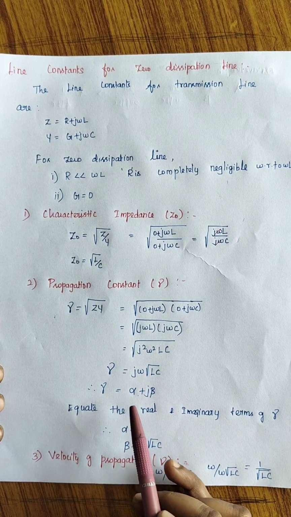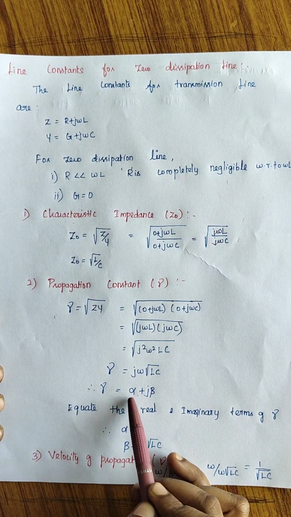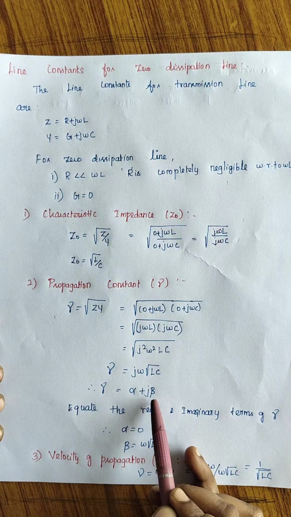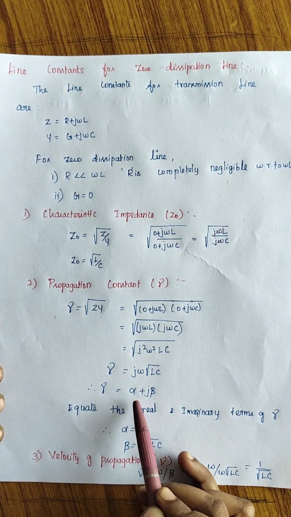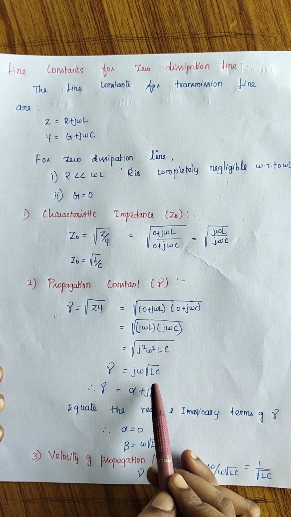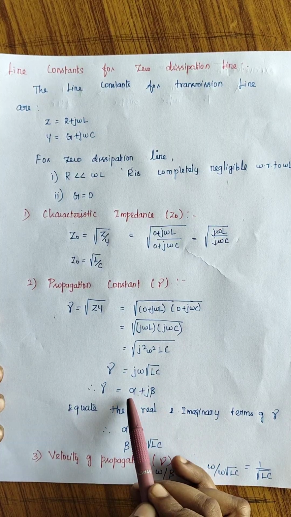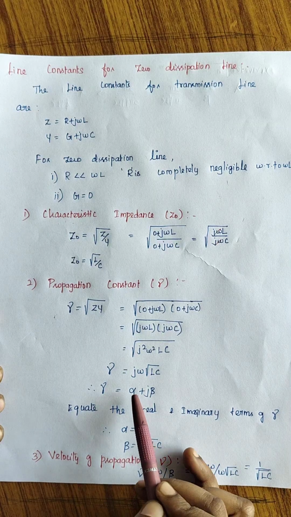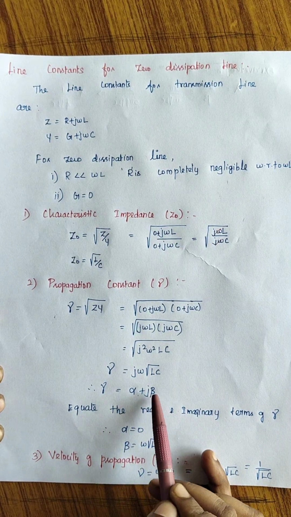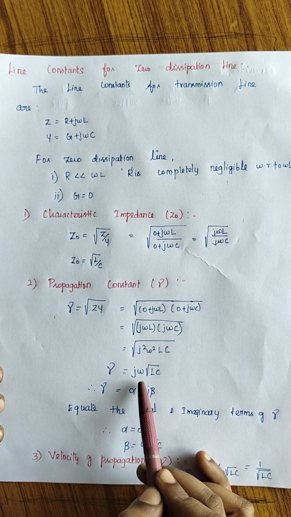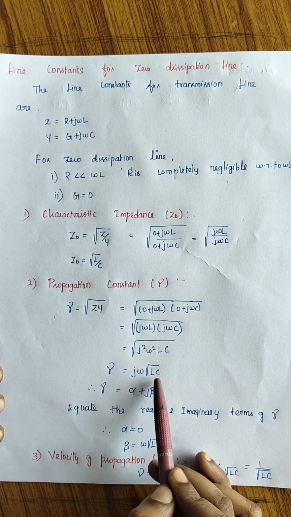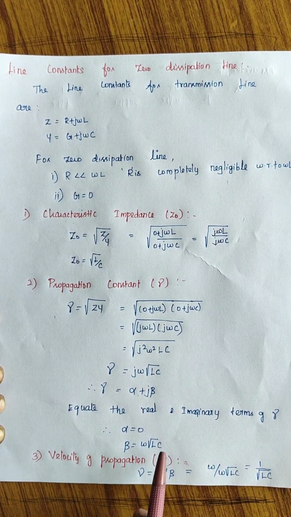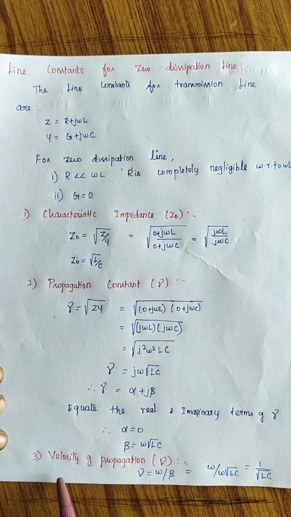Already we know that the propagation constant is the combination of attenuation constant and phase constant. We equate the real and imaginary parts of the gamma value. The real part, alpha, is equal to 0, so there is no attenuation constant. The beta value is equal to omega into square root of LC. By using these formulas, we will find the velocity of propagation and wavelength.